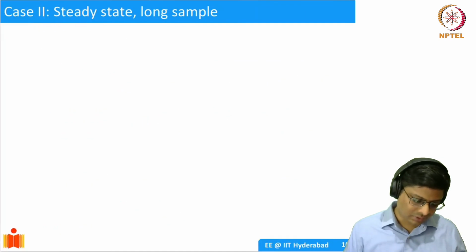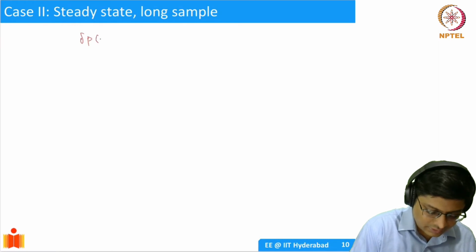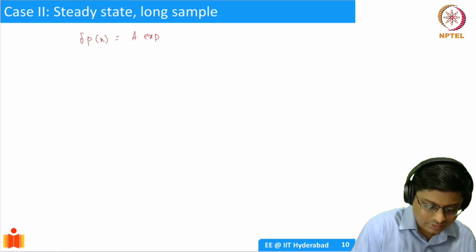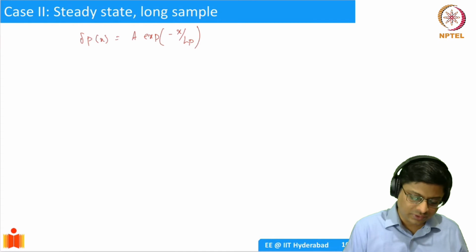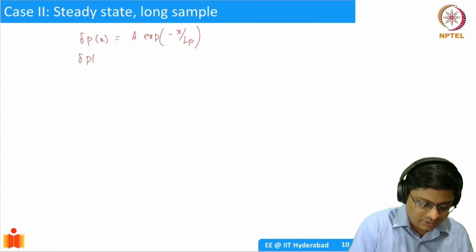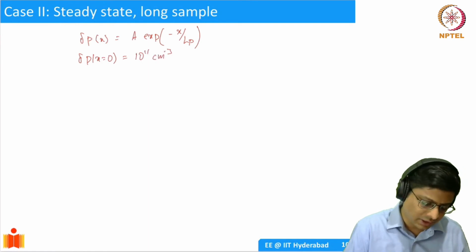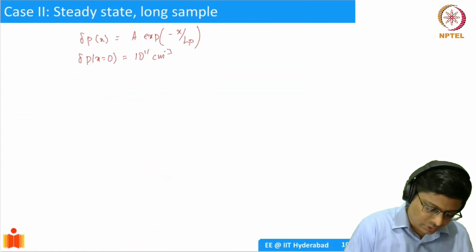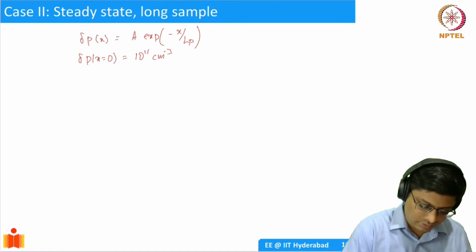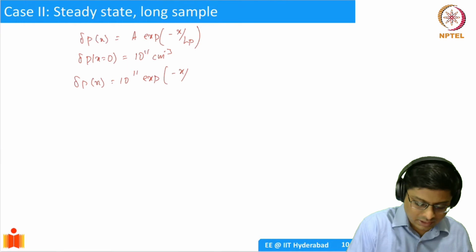So let's do that. Our equation has turned out to be delta P of x equal to A times exponential minus x by Lp. Now we know that delta P at x equal to 0 was 10 power 11 per centimeter cube, right? That's what we did. We substitute that. So essentially you're going to get delta P of x equal to 10 power 11 exponential minus x by Lp.